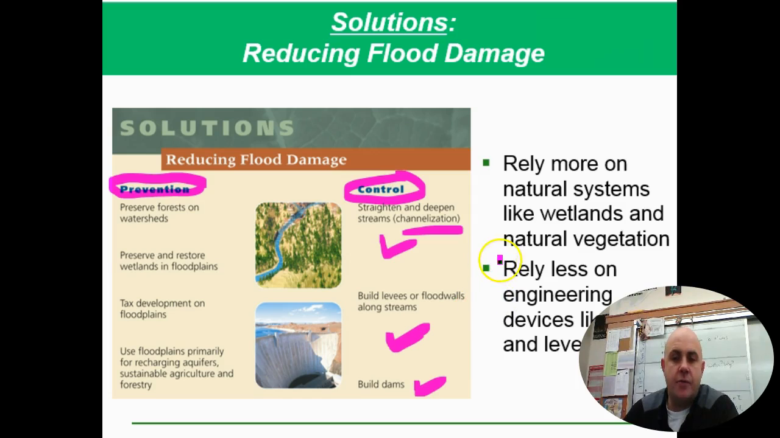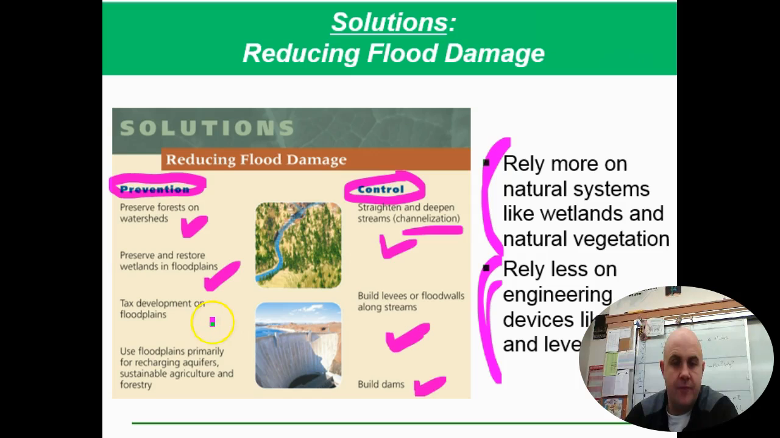The book advocates that we do less of that and we rely more on natural systems to solve the problem. Natural systems are designed to solve the problem. So preserve forest and wet watersheds, places for water to be absorbed. Preserve and restore wetlands so that they can act as a sponge when floods come.